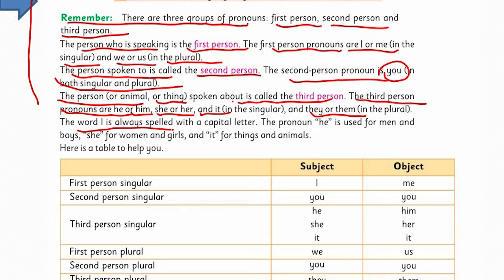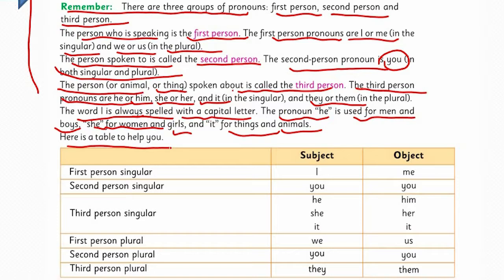The word I is always spelled with a capital letter. The pronoun he is used for men and boys, she for women and girls, and it for things and animals. Here is a table to help you.